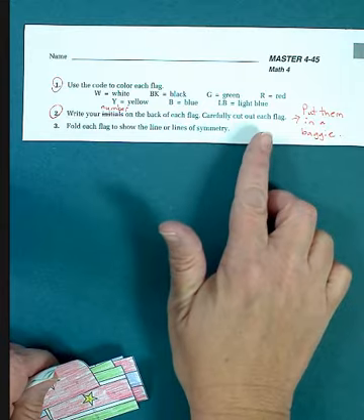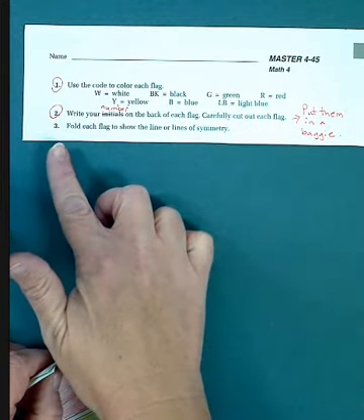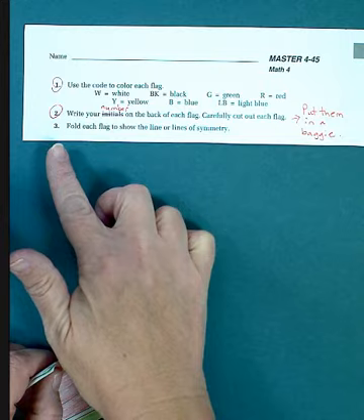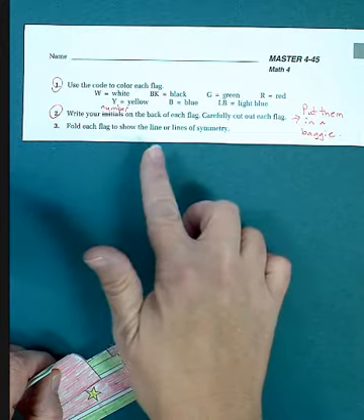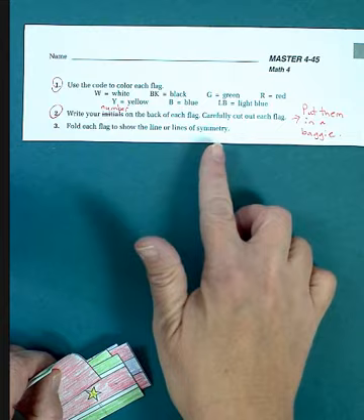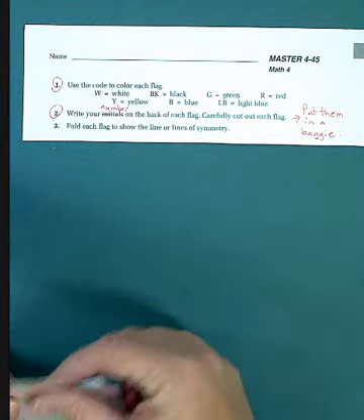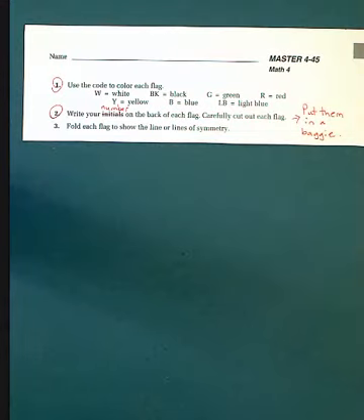I also went ahead and assigned step 3 to you, and that is the step many of you are going to end up doing at home tonight as homework. That's why I thought I'd make this video to help you and your parents along in case you have any questions. Step 3 says to fold each flag to show the line or lines of symmetry. Now we discussed with these flags that they would have either one horizontal line of symmetry, one vertical line of symmetry, or in some cases, two lines of symmetry.